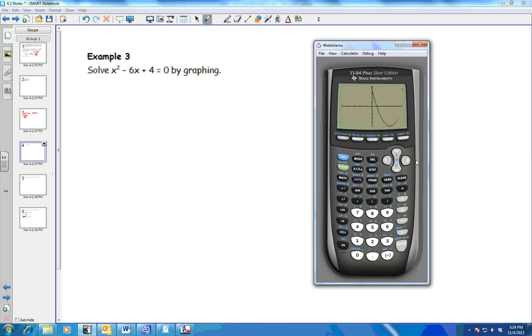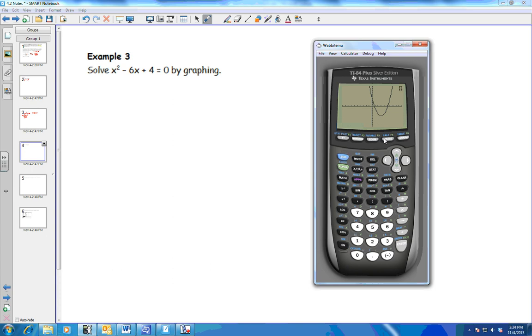Now, I probably need to change my viewing window back to the standard viewing window because I'm not seeing this other point. So the shortcut to change it to a standard viewing window is to hit zoom 6. All right. So now if you look, these do not cross right at nice, neat whole numbers. So I'm going to have to find each point. So we're going to follow our calculator steps.